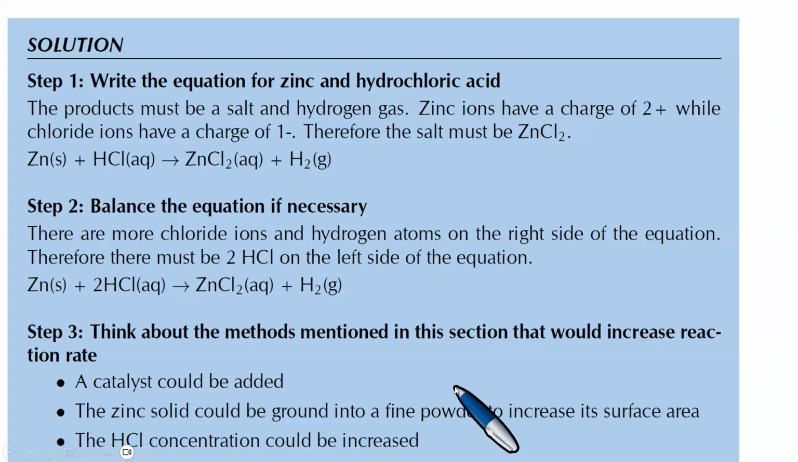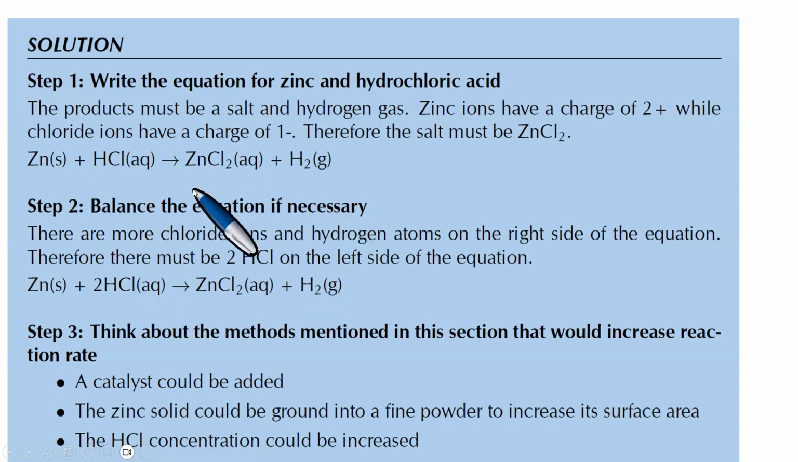The first step was to write down the equation for zinc and hydrochloric acid. How do you write it down? If you react zinc with HCl, the products must be a salt and hydrogen gas, because we are reacting a metal with an acid. If you react a solid metal with an acid, you get hydrogen gas and a salt. Zinc ions have a charge of 2+, while chloride ions have a charge of 1-. Therefore, the salt must be zinc chloride, and hydrogen gas is produced.